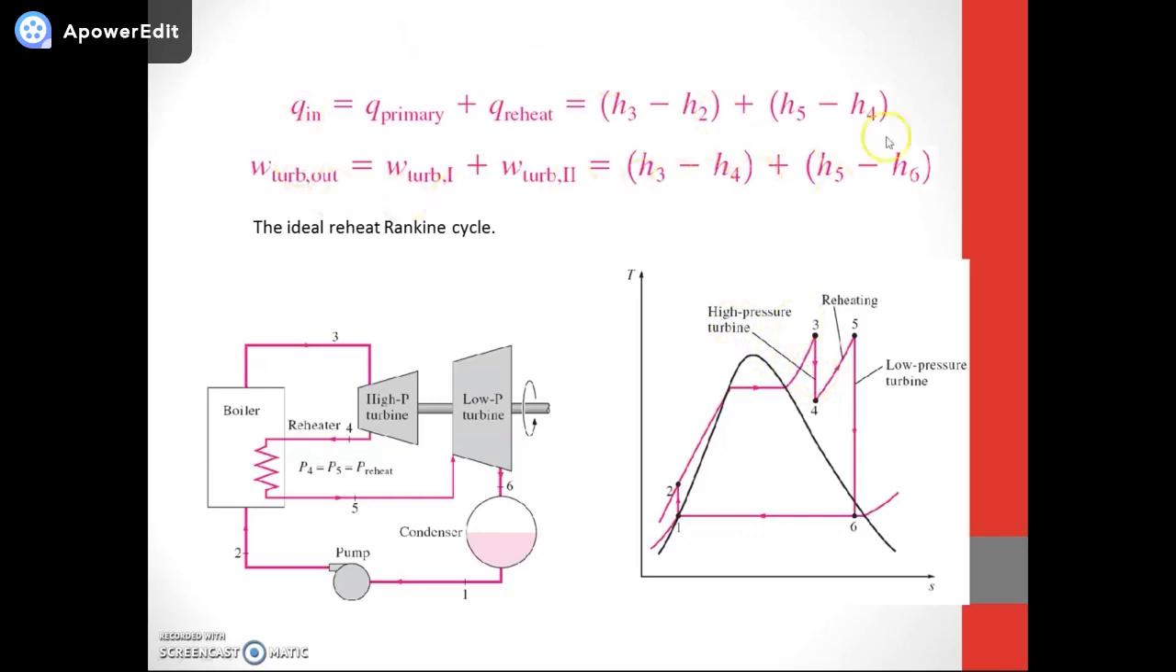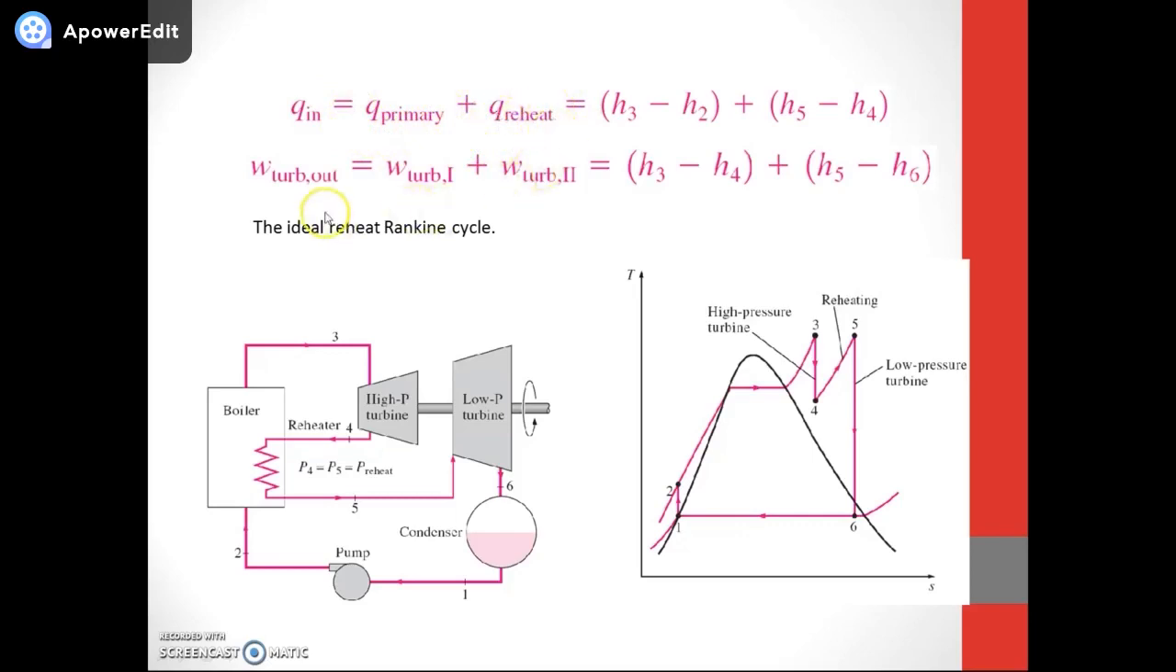Okay, so what happened to the equation? The Q in, you have 2 types of Q in. The first one is Q primary, right? This is the beginning, the first Q in. The second one is the reheat, so Q in is Q primary plus Q reheat. Previously Q in was just H3 minus H2, but this time for Q reheat, the exit is H5 minus H4. So if you want to know your Q in, you must include both of these, the total Q being supplied.